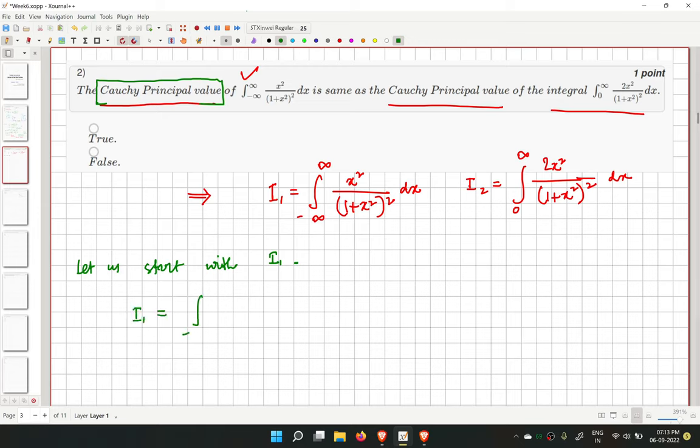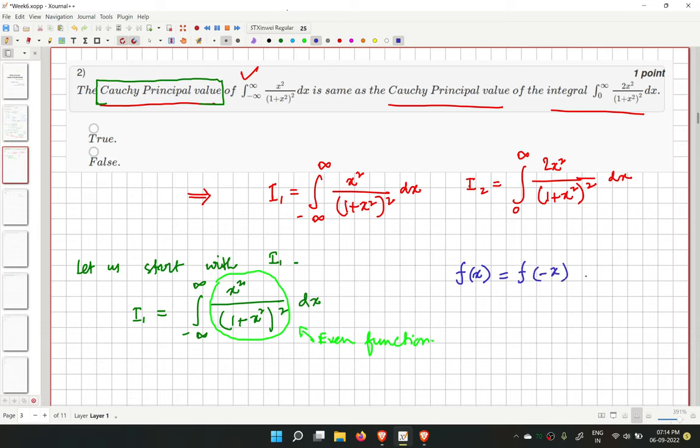It is defined here to be minus infinity to infinity x square over (1 plus x square) whole square dx. Now you can see that here the integrand is an even function. What is the definition of an even function? This is that f of x, when f(x) is equal to f(minus x), then we call f an even function.